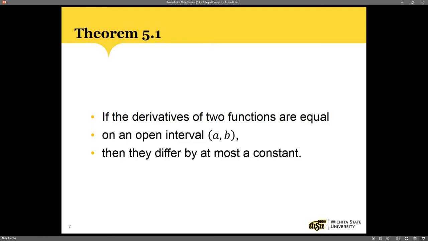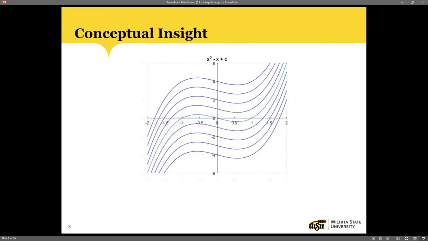Let's see if we can get a picture of this. These are all graphs of very similar functions. They're x cubed minus x plus some constant. X cubed minus x plus 0 is the lighter shaded one that passes through the origin. X cubed minus x plus 1, x cubed minus x plus 2, x cubed minus x minus 3, x cubed minus x minus 4. I can't graph all of them because then it would be a solid blue wall.